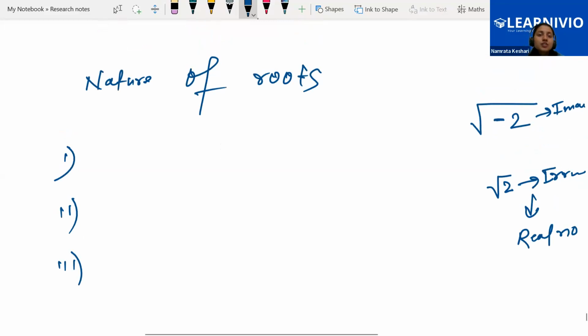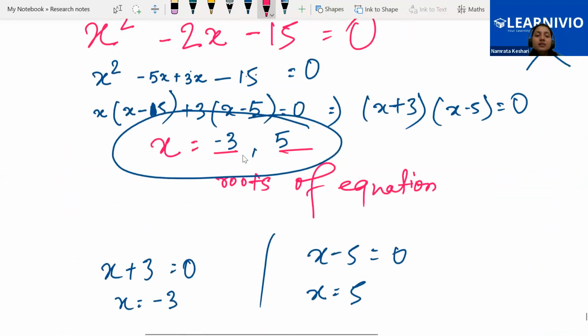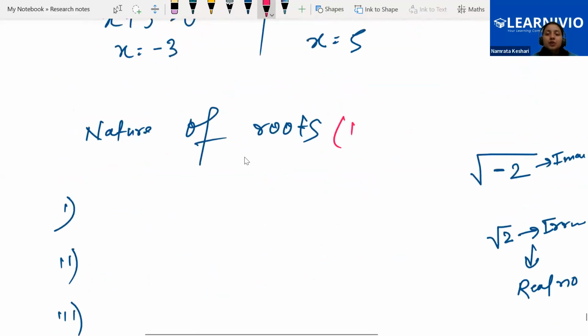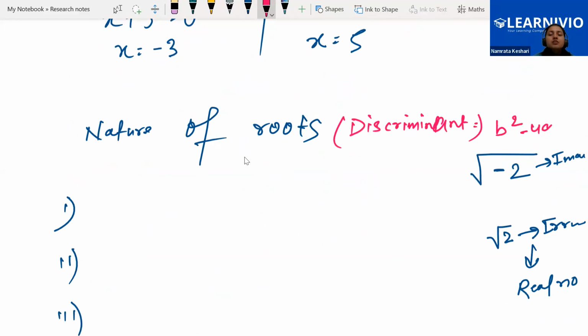The x values which we have found now, x is minus 3 and 5. These two are real numbers and these two are different. So the formula is, first we have to find the discriminant. There is a terminology called discriminant, and for this there is a formula: b square minus 4ac is the discriminant.